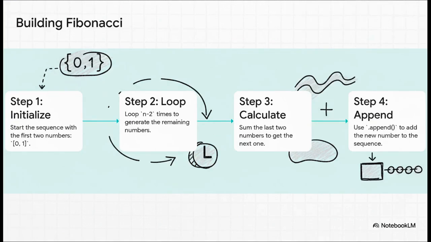We kick things off by creating a list with the first two numbers, 0, 1. Then we loop n minus 2 more times, and inside that loop we calculate the next number by just adding the last two elements in our list. Then we use the handy .append method to stick that new number on the end, and we just keep going.